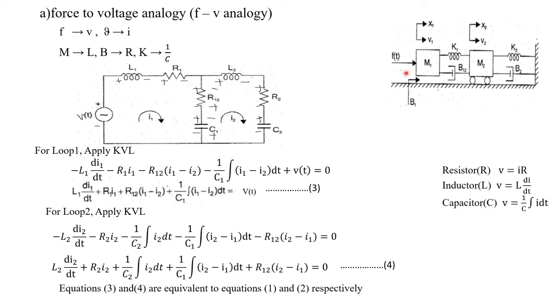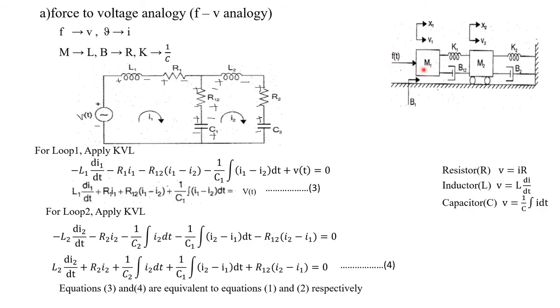Okay, so now what we have to do is, for the first mass, while drawing the free body diagram, first we find the opposing force. First we find if there is any applied force, then we have to represent that, then we have to find all the opposing forces. Similarly here for the mass m1, is there any applied force?